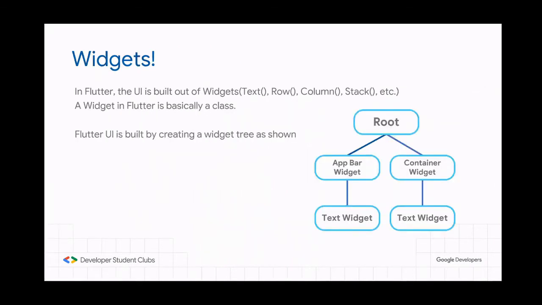All right, so onto the first Flutter concept, that is widgets. Widgets are used to build the Flutter UI. A widget is basically another name for a class. Examples of widgets are text widgets, row widgets, column widgets, stack widgets, etc. The whole Flutter UI is built by creating a tree of widgets known as a widget tree.